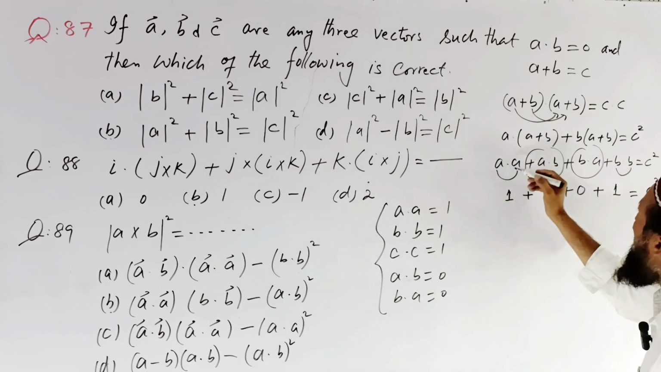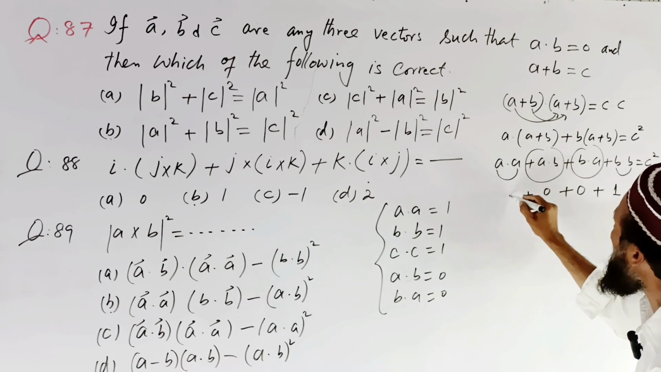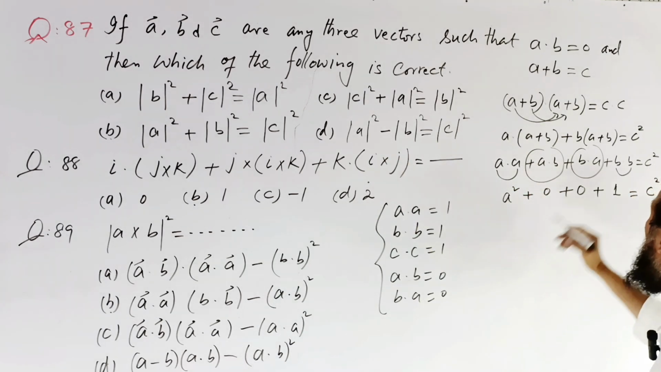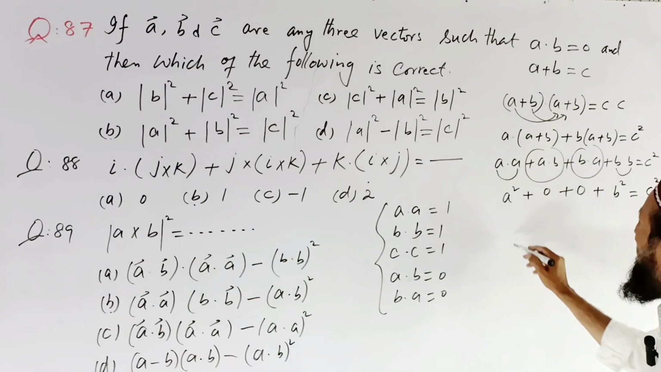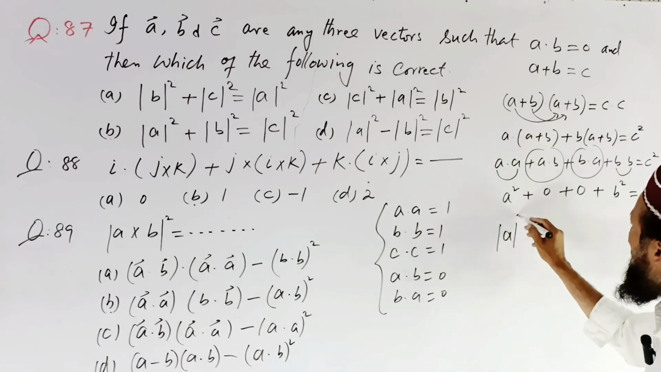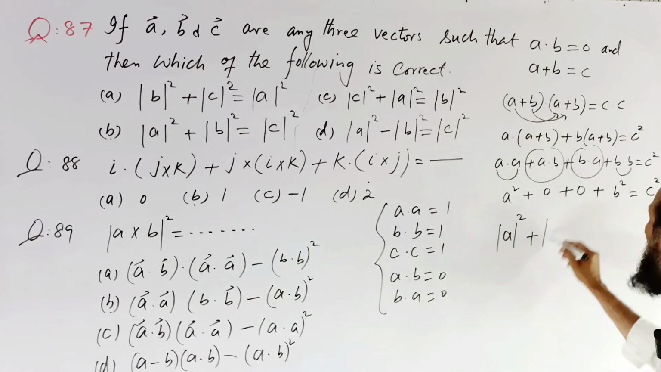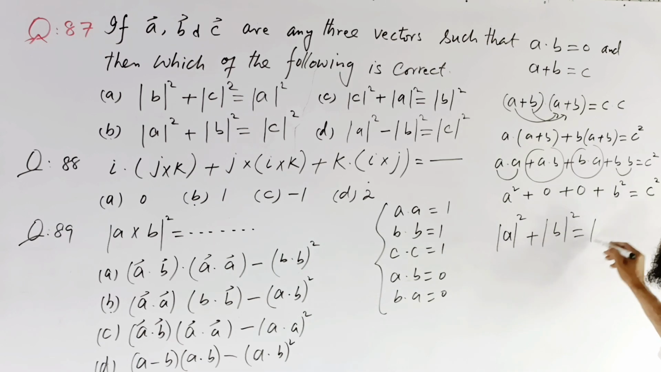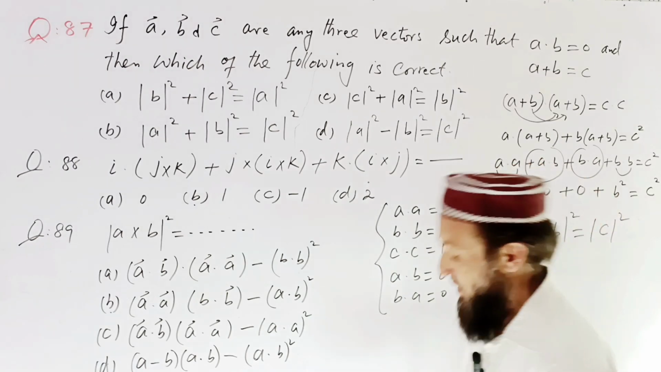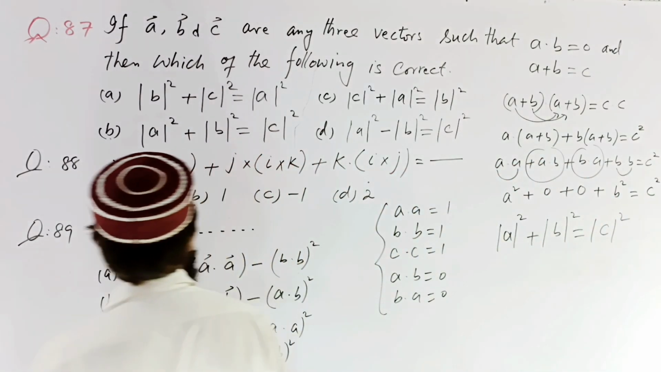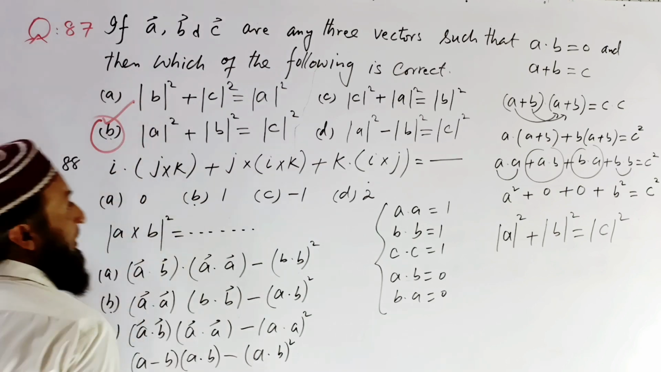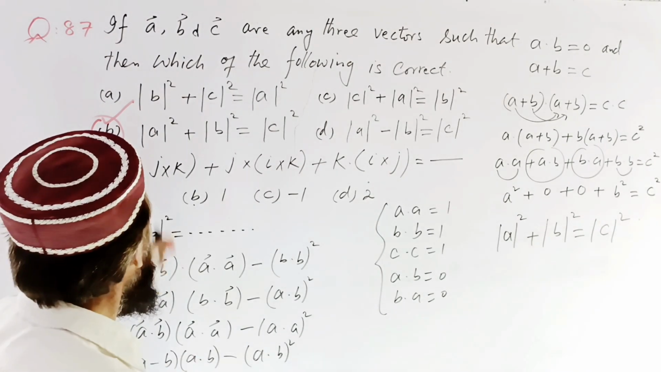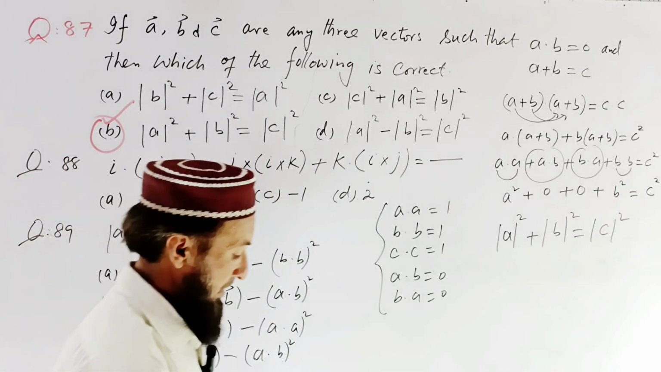We can write A dot A is equal to 1, but here we can write A square, the condition is not present here. We can write B square. So A magnitude plus B magnitude whole square is equal to C magnitude whole square. According to this condition, B is the correct answer. If we check the conditions among the choices, that answer is correct.